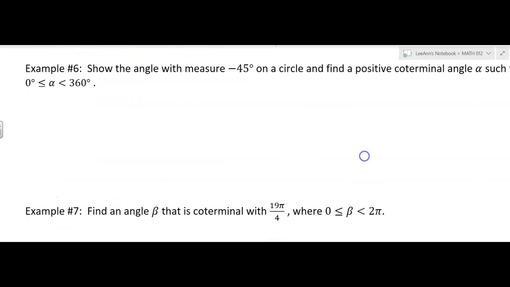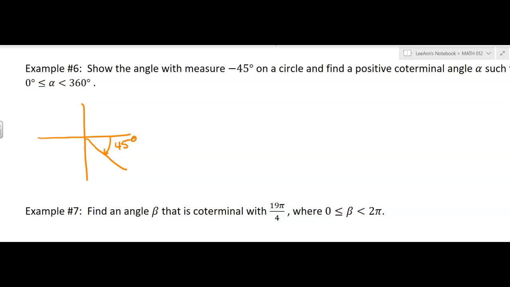All right. Show the angle with measure negative 45 on a circle. Okay, so let me get a circle. Negative 45 would be right there. That would be negative 45 degrees.